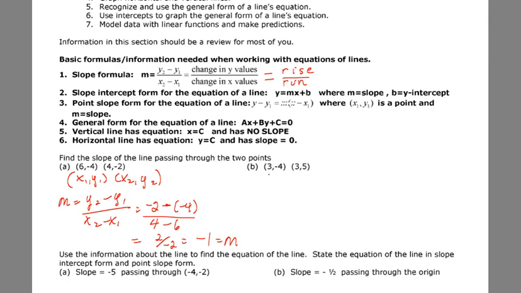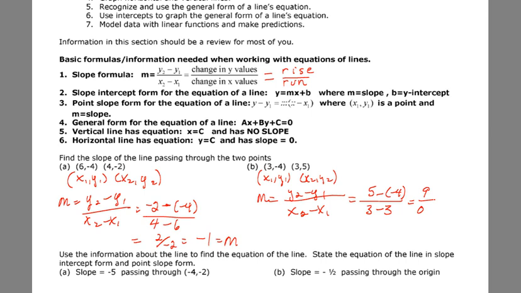Let's do the same thing over here. We can label this point x1 comma y1, x2 comma y2, and let's use the formula. And let's put in some values. So y2 minus y1 will be 5 minus a negative 4. And x2 minus x1 will be 3 minus 3. Well, here we have a problem because we end up with 9 over 0, and division by 0 is undefined.